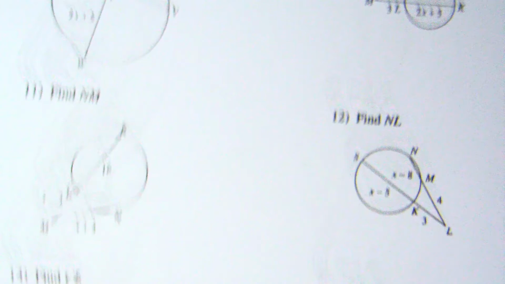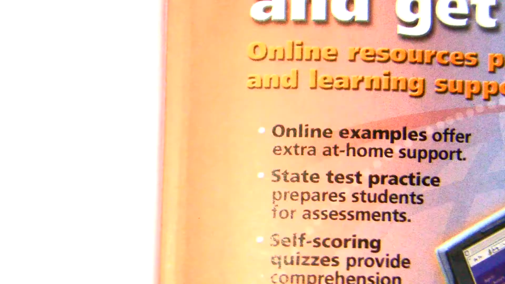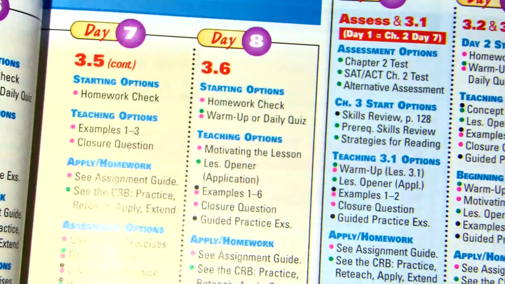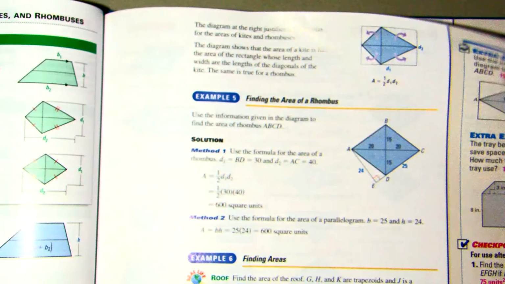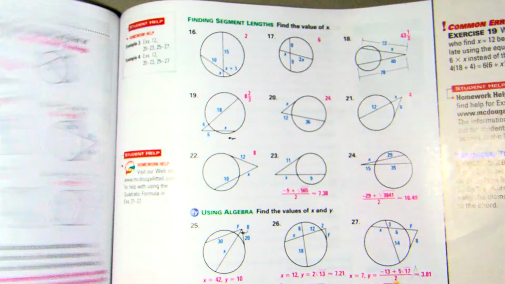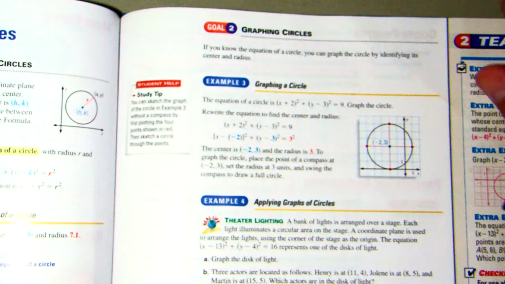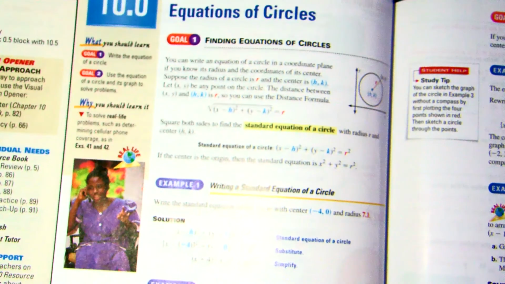Now, lastly on your test will come from section 10.6, which talks about the equation of a circle. I'm going to quickly go to that one. And it is on, we are way down here, we are on page 10.5. 10.6 comes from page 636.